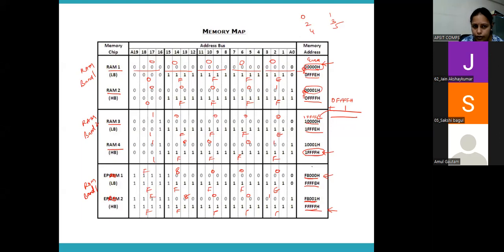We know we have already estimated the starting address of our RAM, which is 0. By default, it is going to be 0000H, and the ending address we have already estimated, which is going to be 1FFFH, right?